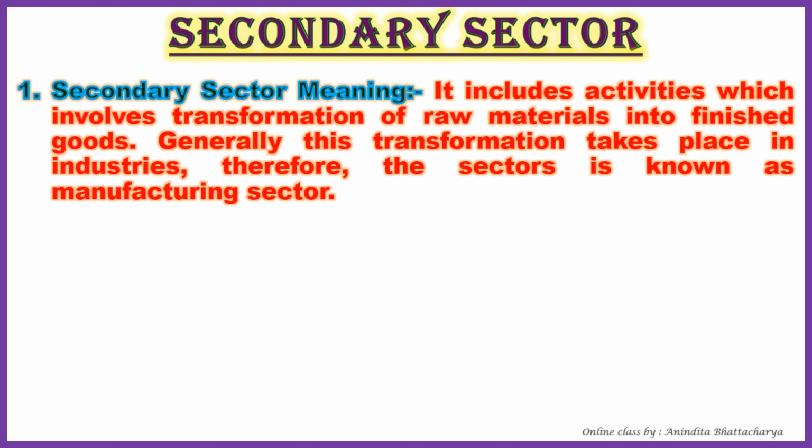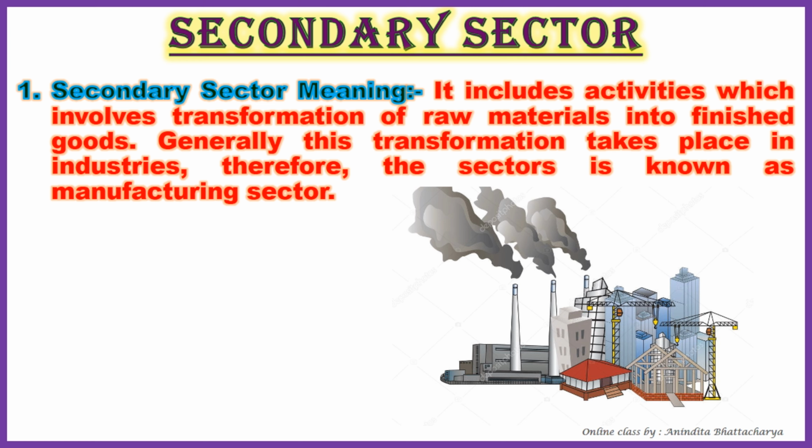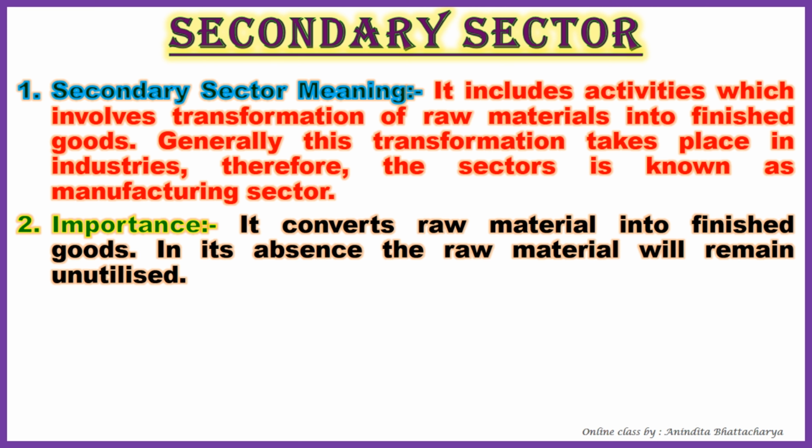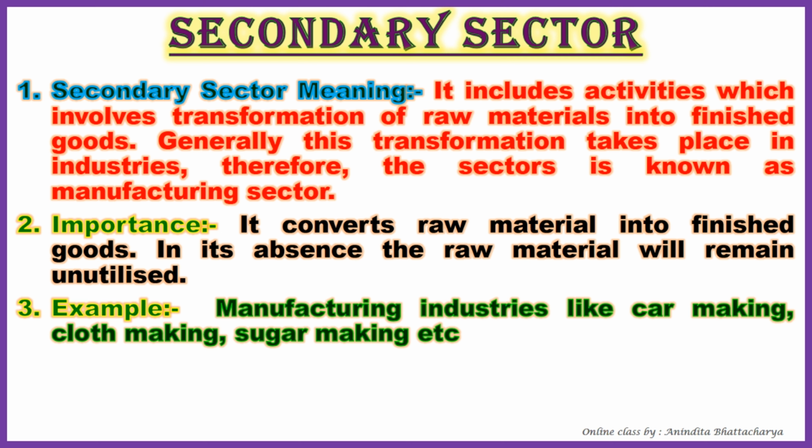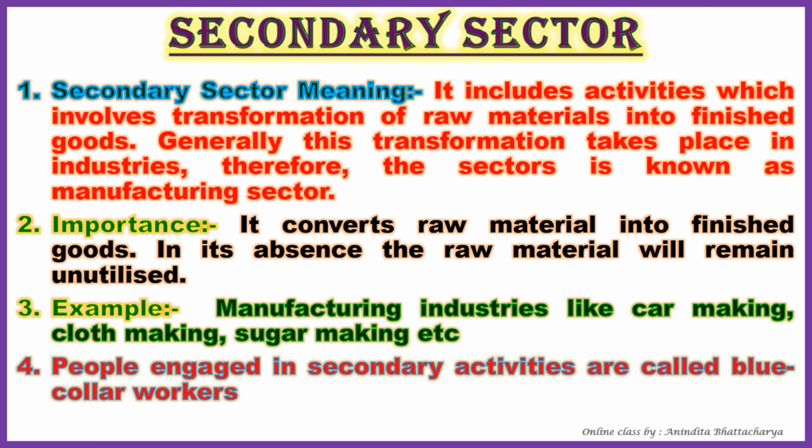Secondary sector includes activities which involve transformation of raw materials into finished goods or products. Generally, this transformation takes place in industries, so this sector is also known as the manufacturing sector. Importance: it converts raw material into finished goods or products. In its absence, the raw material will remain unutilized. Examples: manufacturing industries like car making, cloth making and sugar making. People engaged in secondary activities are called blue collar workers.